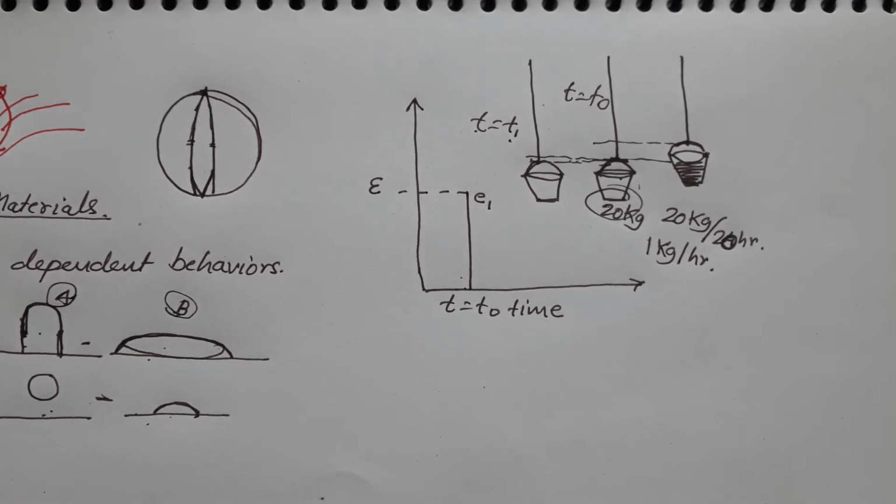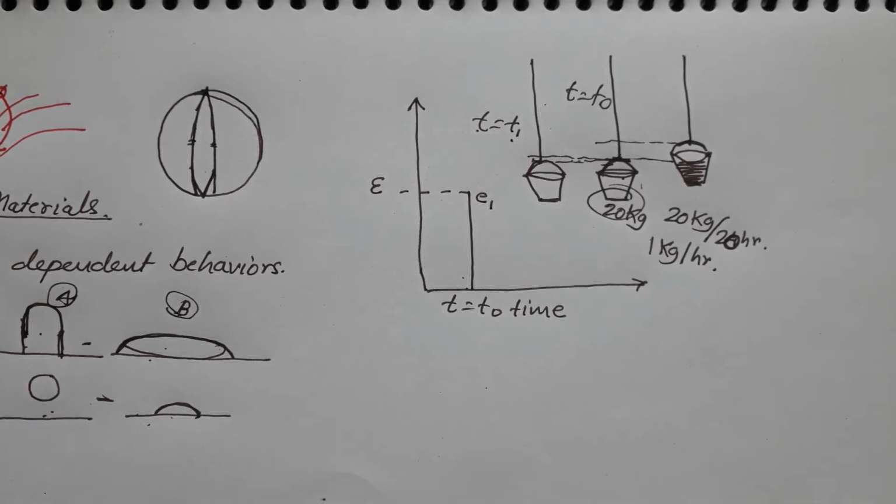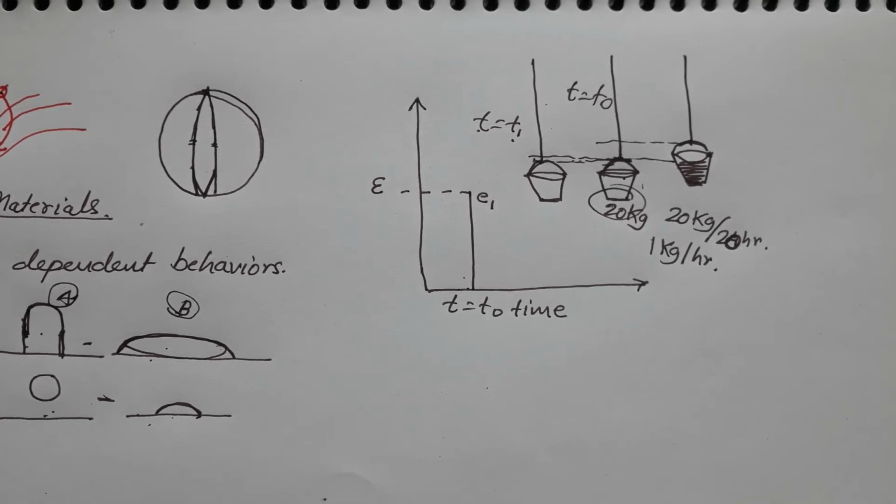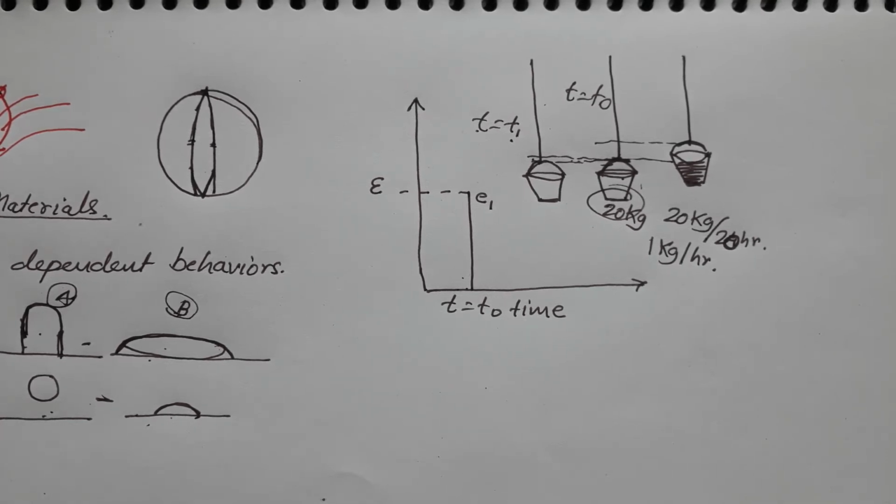You apply this much load in each hour and keep increasing it until it reaches 20. So, the final point is same, you are reaching 20 kg, but you are taking 20 hours in order to reach there, and you are allowing the material to take its own time. And in that case the strain will be different because the material is getting adjusted every time. So, this is kind of an isothermal process.